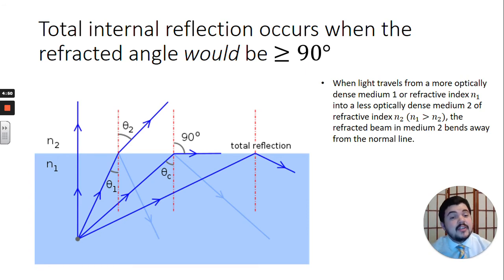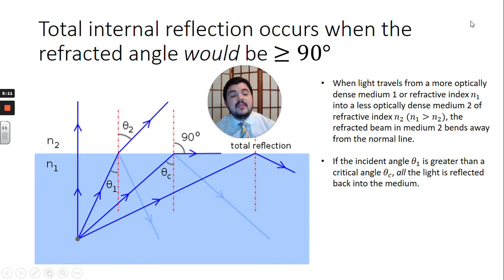So anyways, when light travels from a more optically dense medium 1, of refractive index N1, into a less optically dense medium 2 of refractive index N2. So in other words, N1 is bigger than N2. The refracted beam in medium 2 bends away from the normal line. That always happens.